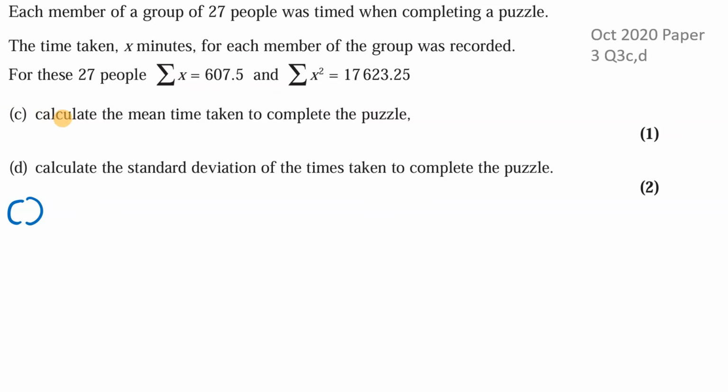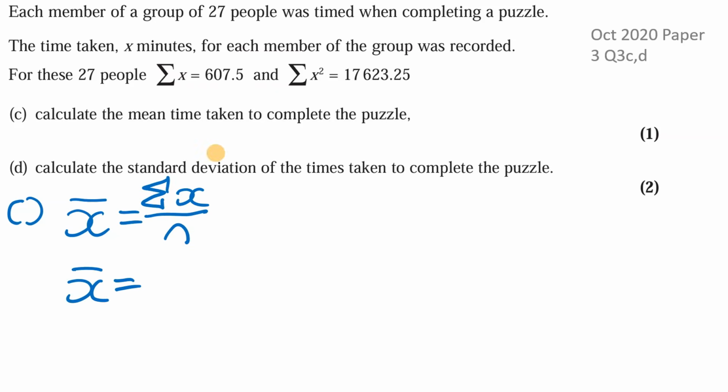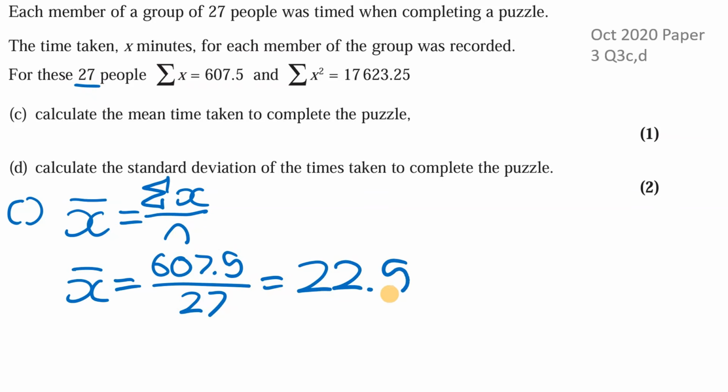And for the first part, we need to calculate the mean time taken to complete the puzzle. Okay, so the mean is equal to sigma x over n. So the mean is equal to sigma x, which we know is 607.5 over n, and we're told there are 27 people, so therefore n is equal to 27. If you put this into your calculator, it's equal to exactly 22.5.